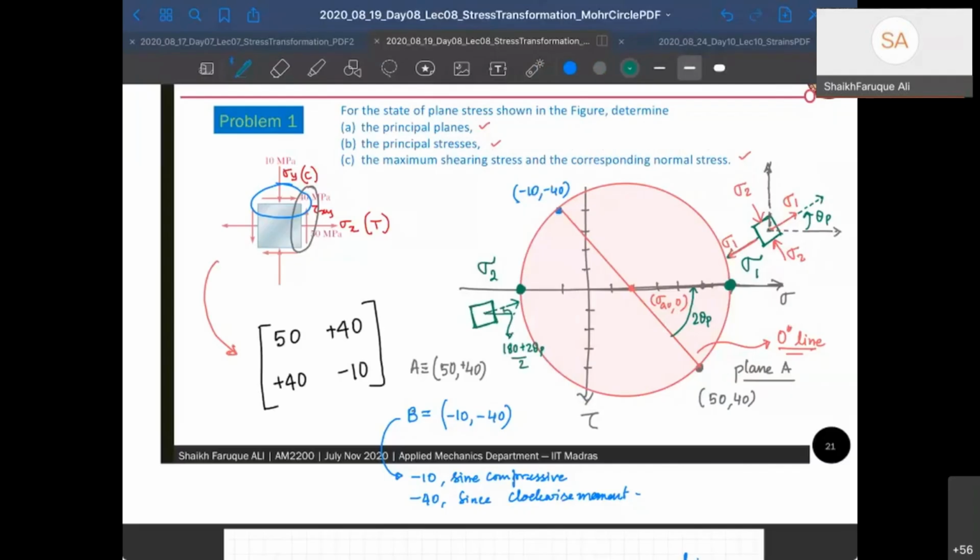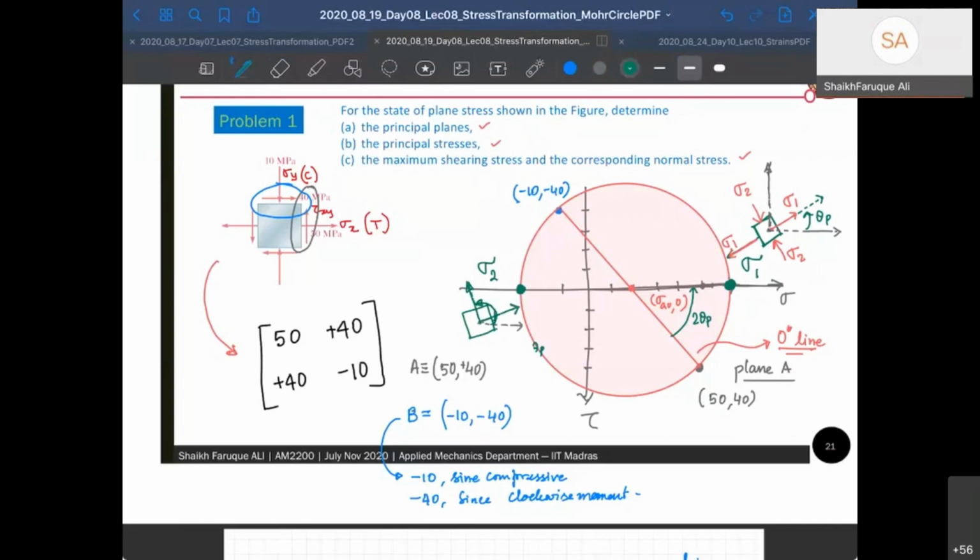Okay, it's going to be 90 plus theta. That's my black axis, and that's my green axis. Right? And this is my black axis again, that's again my green axis. So this is the angle.